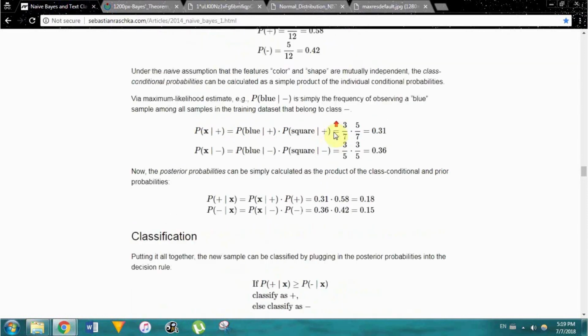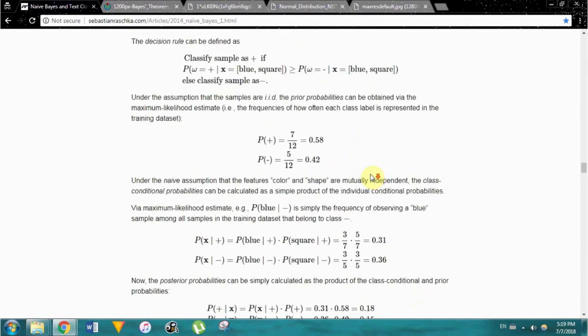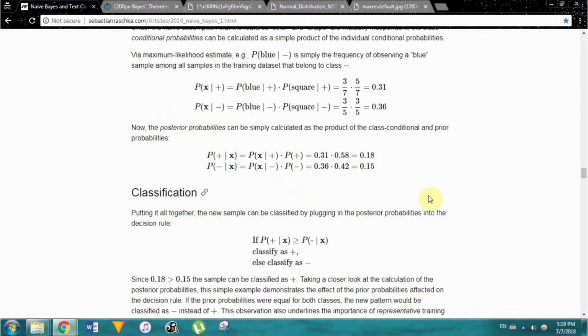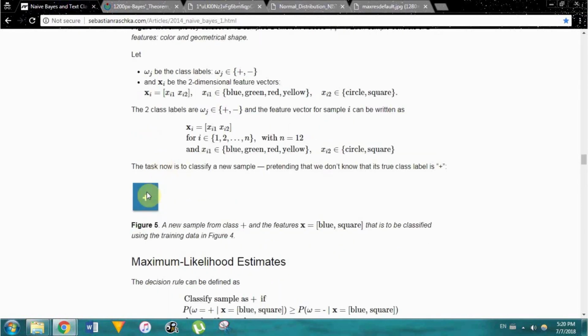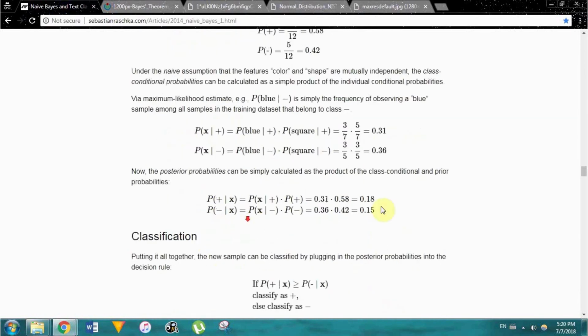We multiplied our 0.31, which is the class conditional probability, by the prior probability of plus, and we get 0.18. We do the same for the minus and we get 0.15. We said our classifier tries to maximize the posterior probability, or in other words, we just classified this particular sample, a blue square, as class plus because its posterior probability is higher.